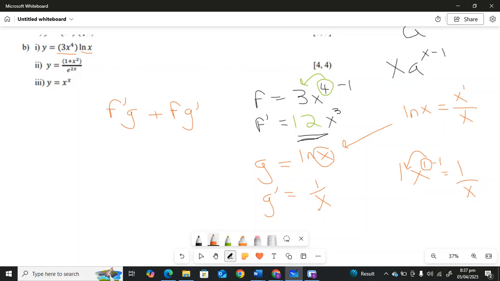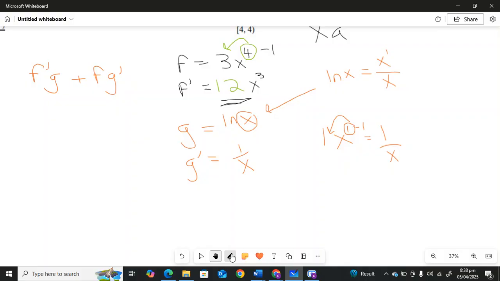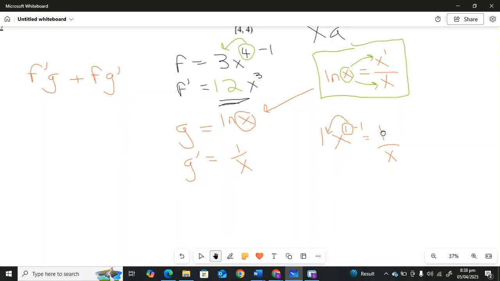Any questions? So this is the rule first. When you're deriving the natural log of anything, in the numerator you derive the expression, whichever expression you are given. Then in the denominator, you leave the expression as it is. Let me just show you an example so that you can see this clearly.